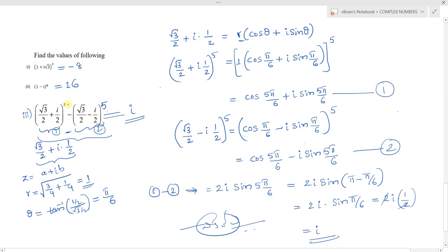Now I think you understand how to solve the powers of a given complex number. Always try to represent the complex number in polar form and apply De Moivre's theorem. We will get the required result.